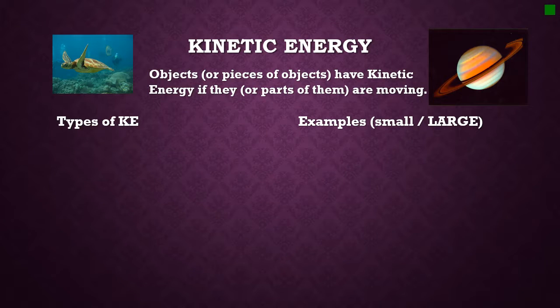So the first type of energy we're going to talk about is kinetic energy. Kinetic energy is energy in objects that are moving, or have parts of them moving. And we're going to go through some examples of kinetic energy right now.